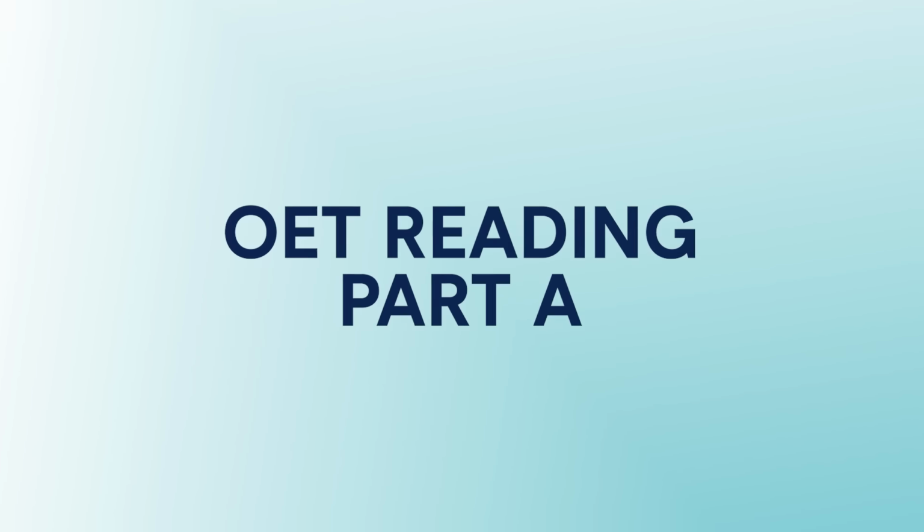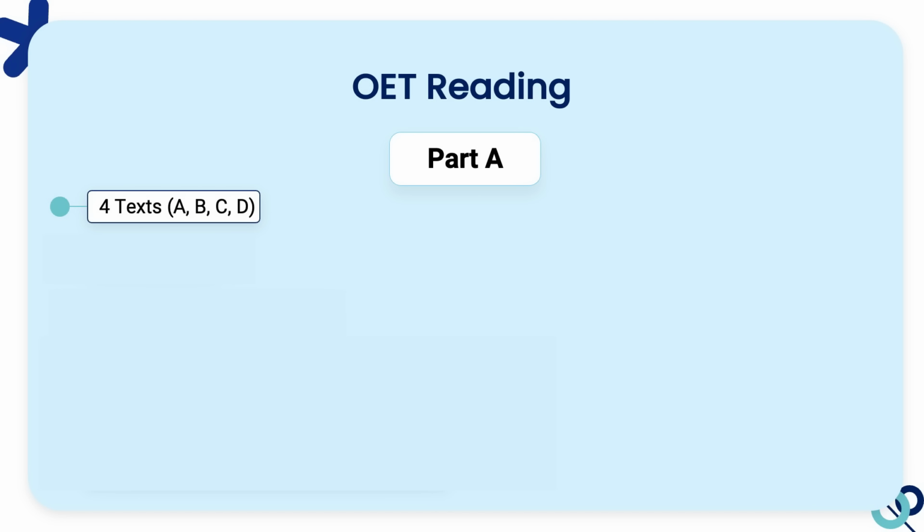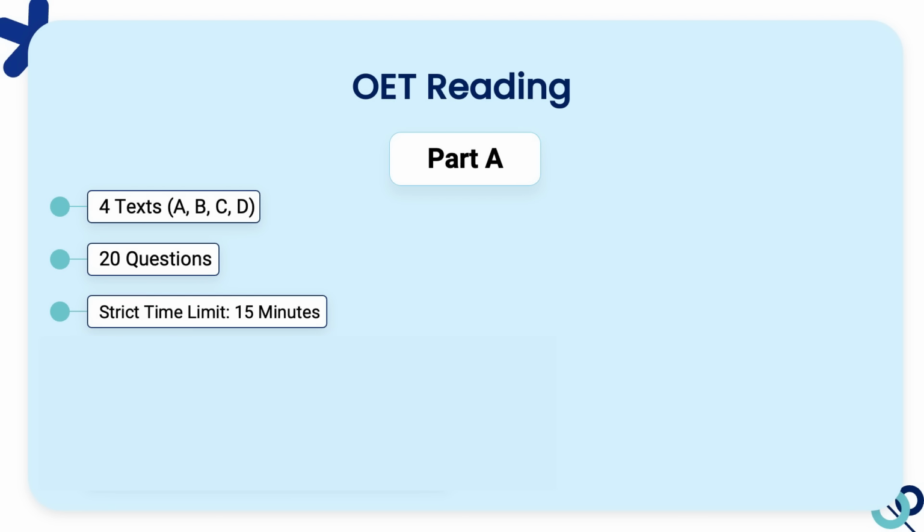The reading section often catches people off guard because of the pacing. You have 60 minutes total. It's split into Part A, which is a 15-minute speed reading sprint, and Parts B and C, which are deeper reading tasks lasting 45 minutes total. Let's start with Part A. Part A has 4 texts, A, B, C, and D, and 20 questions. It has a strict time limit of 15 minutes.